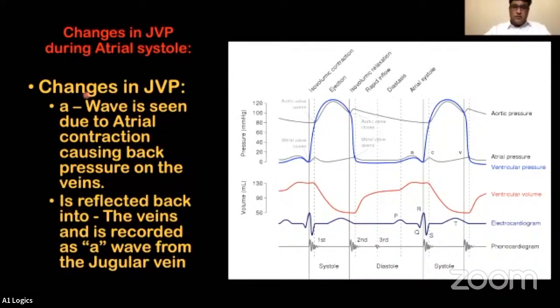Now, what happens to the JVP? Okay, we do see a wave on the JVP during atrial systole, and this A wave is seen due to atrial contraction causing back pressure on the veins. So what happens when the atria are contracting? There is a back pressure that gets reflected to the veins. These veins do not have valves. So the back pressure gets into the veins, and you can see a wave on the JVP tracing.